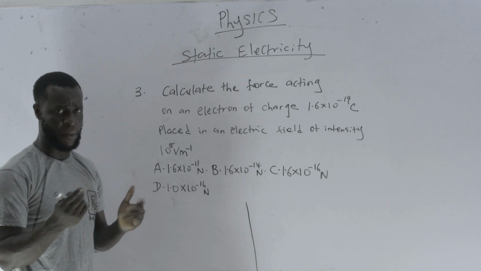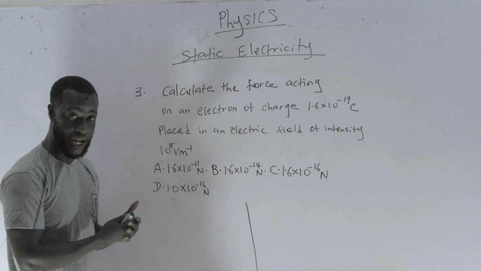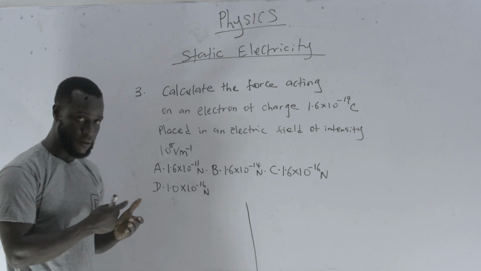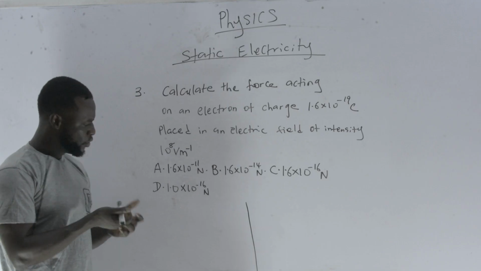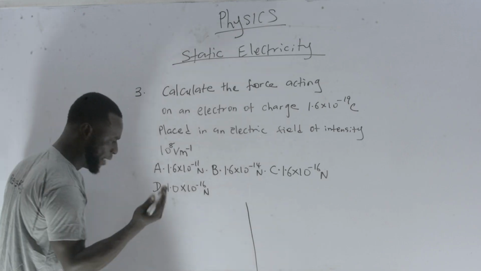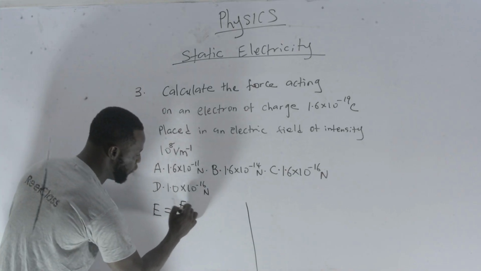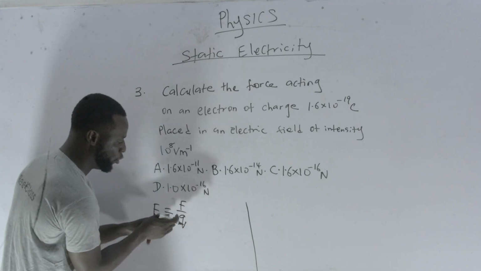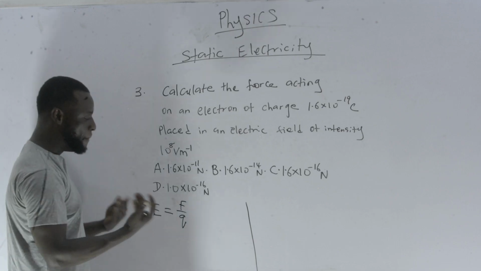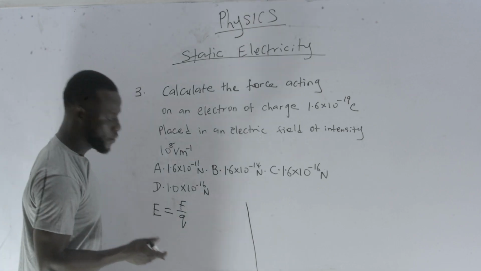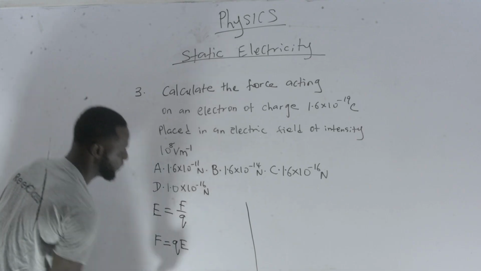Now you may be wondering, which of them am I going to use? In this question, they're asking us for force and they're giving us charge. Asking us for force, F, they are giving us charge, Q, and we know E. So I'll know exactly what I'm going to do. It is E equals F over Q. This is what I'm going to use. I'm looking for force, so I'll make force the subject of the formula, very easy, by cross multiplying. If I cross multiply, I'm going to have F equals QE.